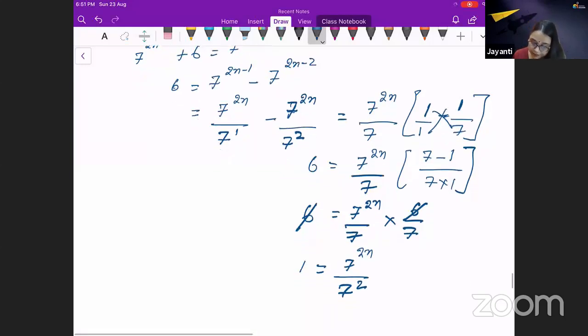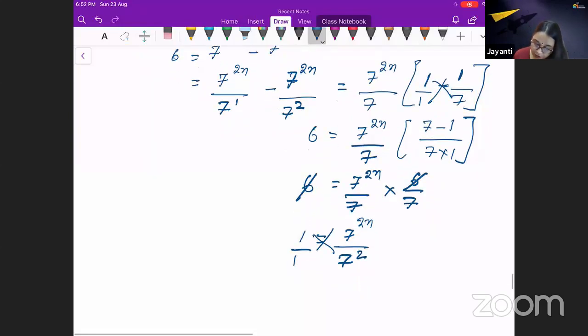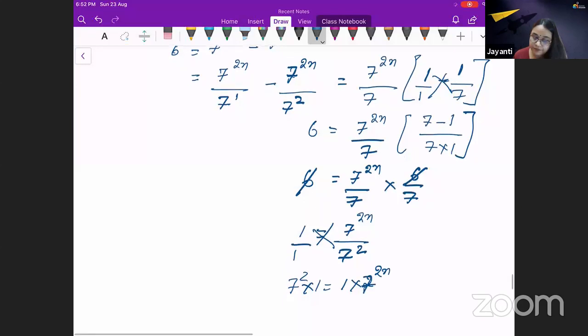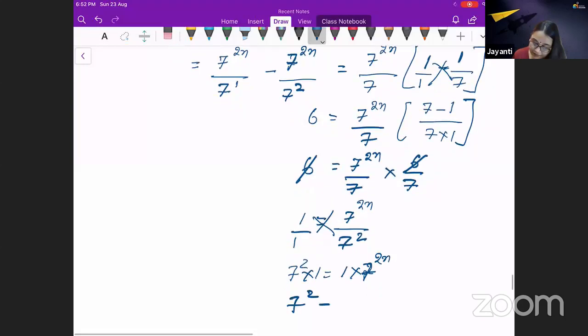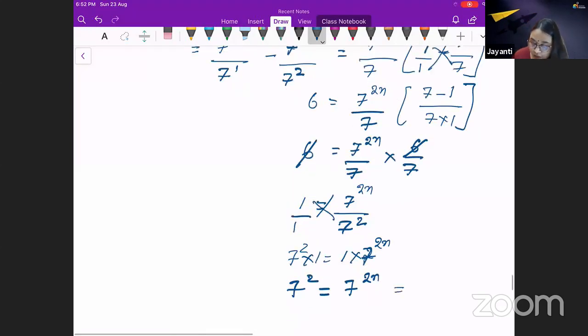Again, I cross multiply. 7 square into 1 is 1 into 7 to the power of 2n. So I can write 7 square is equal to 7 to the power of 2n. When bases are same, I can equate the powers. So 2 is equal to 2n, or n is equal to 2 by 2, that is 1.